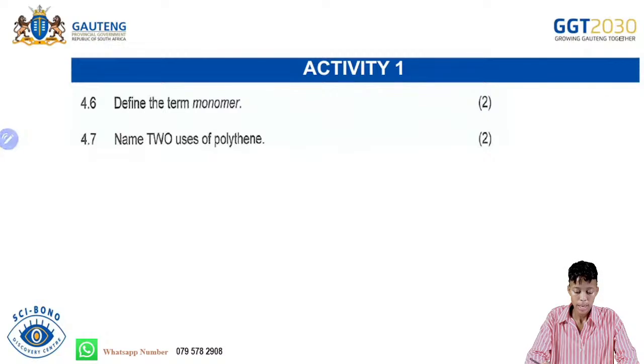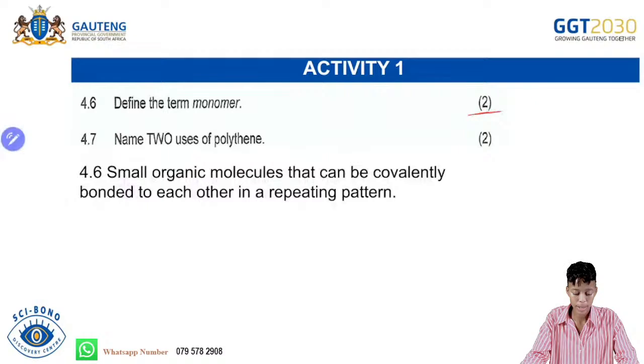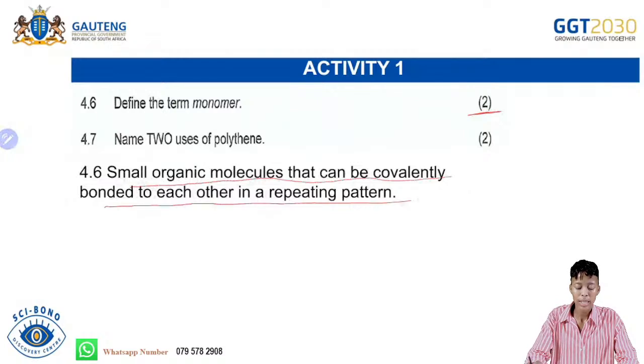Okay. The next one says you need to define the term monomer. Remember with definitions, you are either going to get 2 marks or nothing. There will be no half marks in terms of definitions. So a monomer is a small organic molecule that can be covalently bonded to each other in a repeating pattern.